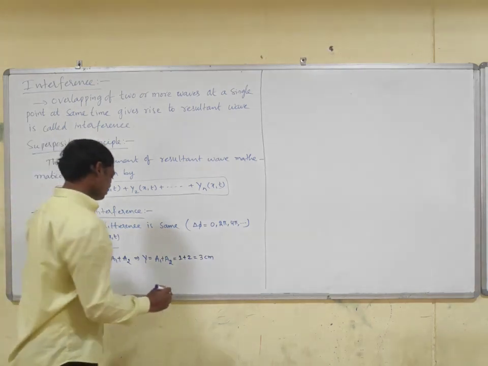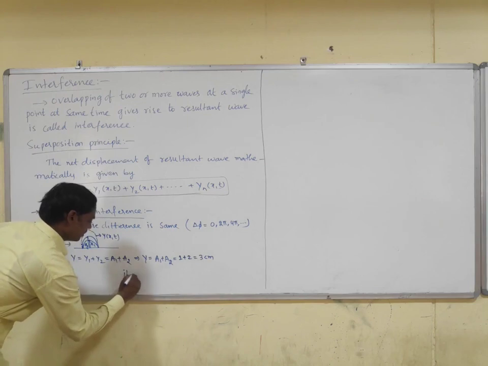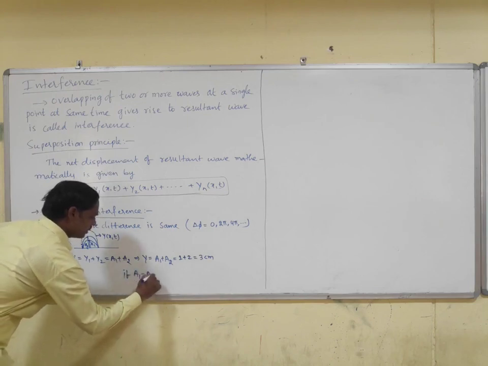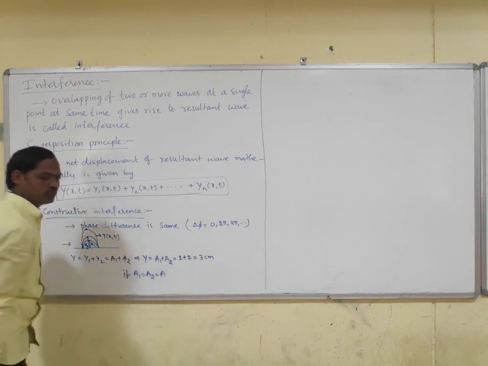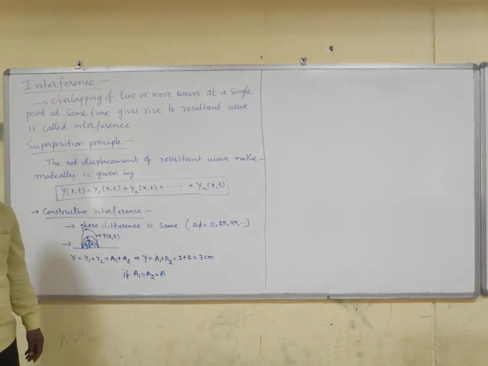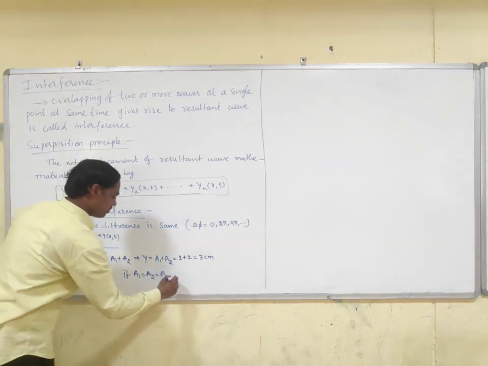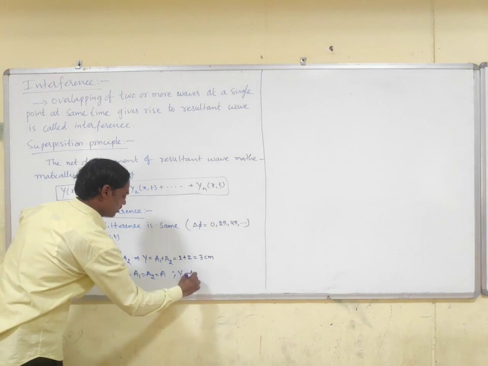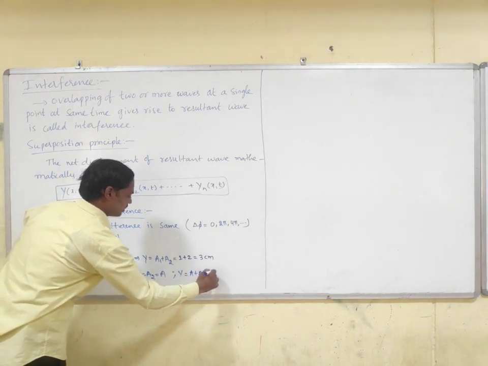Next, if A1 is equal to A2 is equal to A, that means two waves have the same amplitude, then what is y equal to? A plus A, it is 2A.